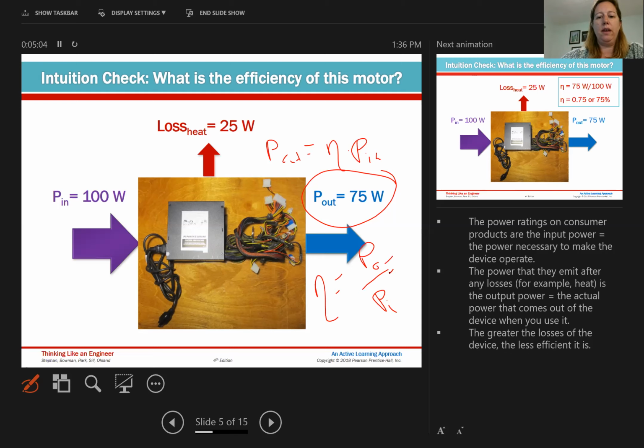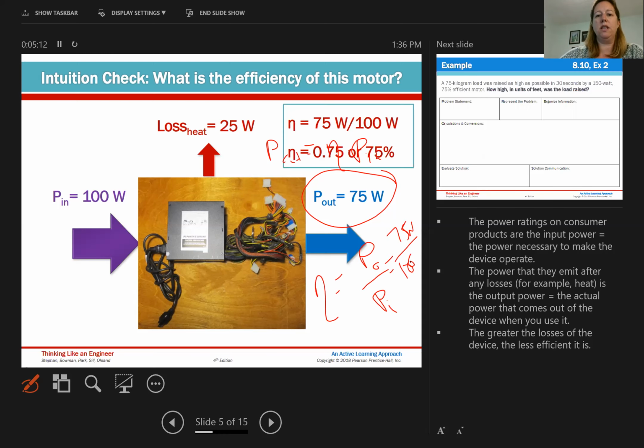So in that case, 75 watts over 100 watts will give us an efficiency of 0.75 or 75%.